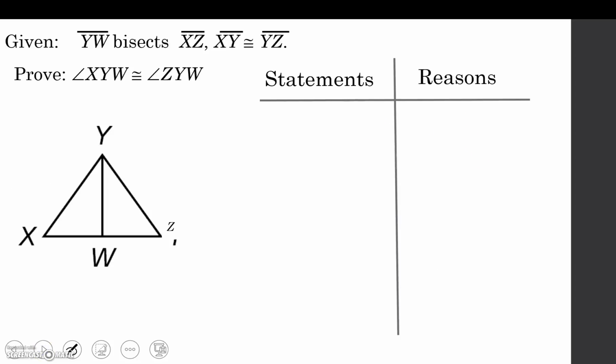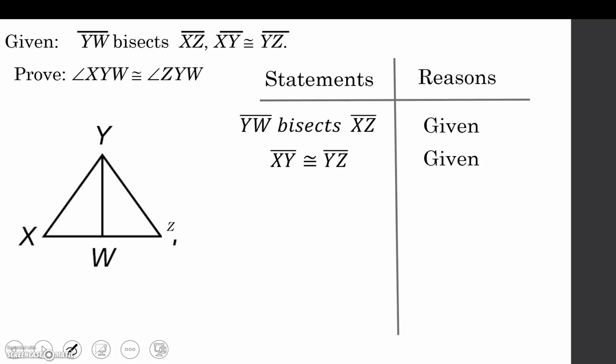All right, one more proof for us to do, I believe. Given that YW bisects XZ, and then XY is congruent to YZ. So let's go ahead and start by running down our two givens here. And then we want to take a look at what else I can figure out. Well, looking at my diagram, I see that these guys are sharing a side, so I'm going to go ahead and bring that into the diagram. So YW is congruent to YW, and again, that's the reflexive property of congruence.